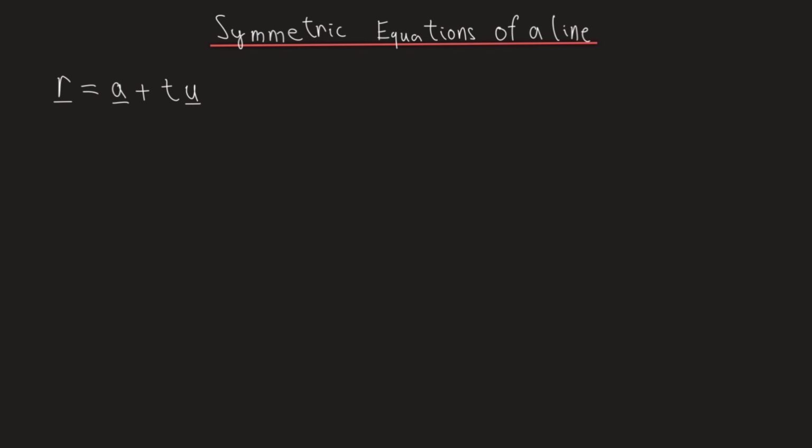So first we start with our direction vector u, which I will call a in the x direction, b in the y direction, and c in the z direction. And to avoid any confusion, instead of having our vector a over here, I will call it r naught, to avoid any confusion with our coordinate a for the direction vector.